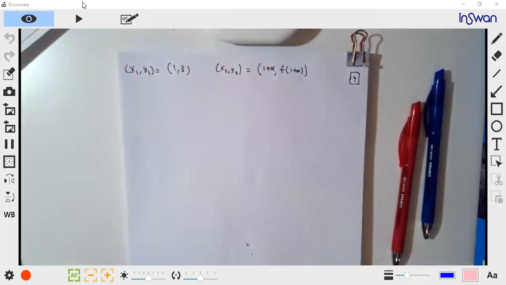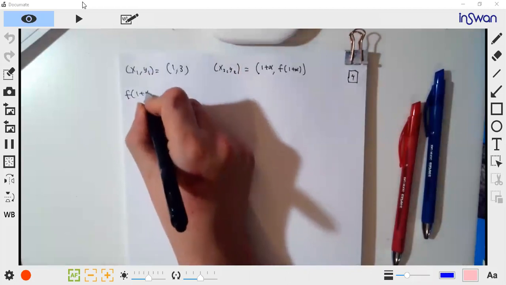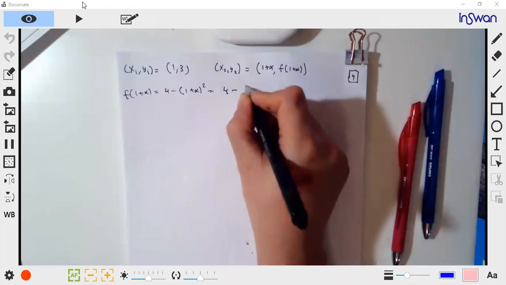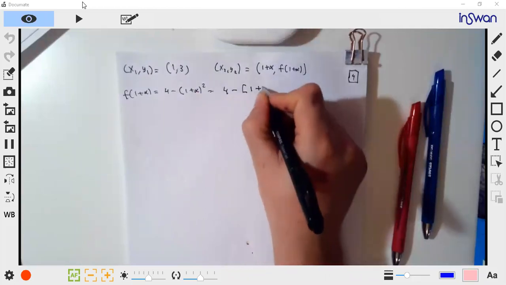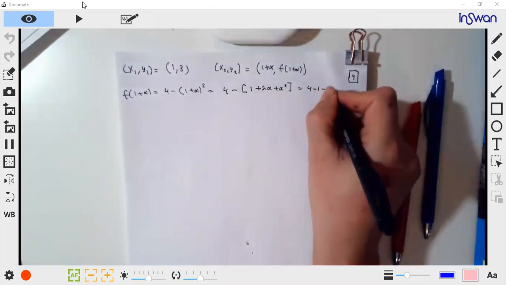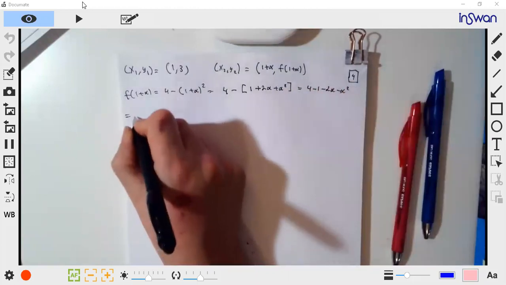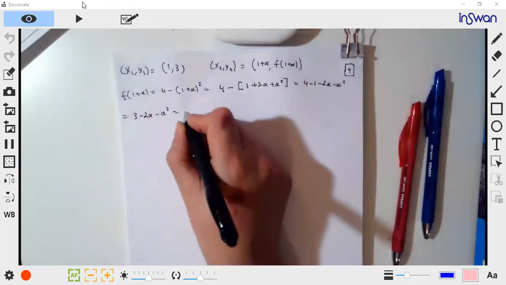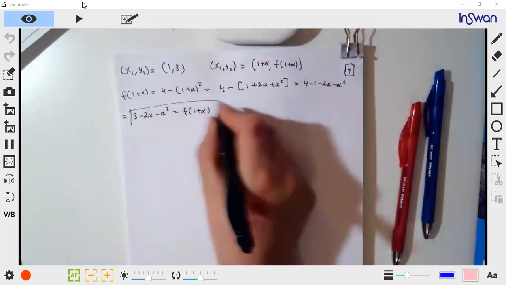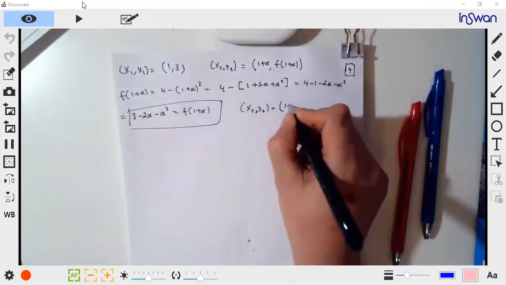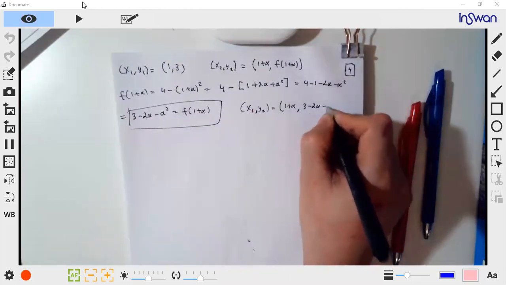Just scoot over by an infinitely small value, okay? So f of 1 plus alpha is really 4 minus the quantity 1 plus alpha squared, which is 4 minus the quantity 1 plus 2 alpha plus alpha squared. When you distribute the negative, you get 4 minus 1 minus 2 alpha minus alpha squared, which is equal to 3 minus 2 alpha minus alpha squared. This is your f of 1 plus alpha. So x2, y2 ends up equaling 1 plus alpha, 3 minus 2 alpha minus alpha squared.